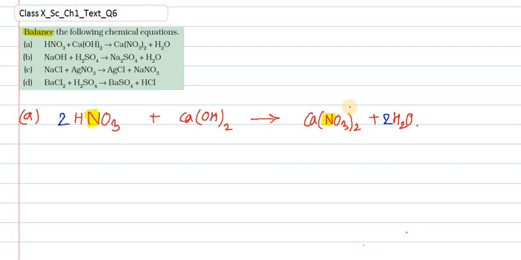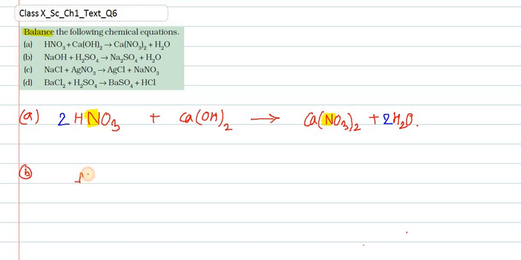Now what about the oxygen? On the left hand side we have 2 times 3, 6, plus 2, so 8 oxygen, whereas on the right hand side also we have 8 oxygen. So oxygen automatically got balanced. This is the balanced chemical equation for part A. Now let's move on to part B.